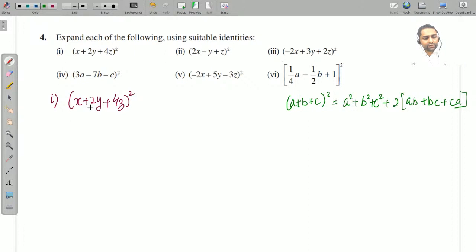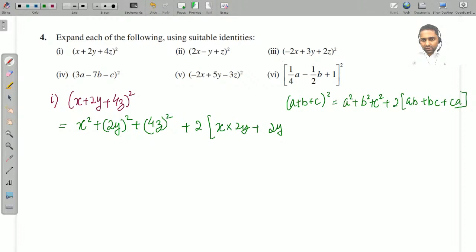So you just need to identify what is a, b and c over here. Like in this case, a is your x, so a square means x square, plus b square means 2y whole square, plus c square means 4z whole square, plus twice of ab means x times 2y, plus bc means 2y times 4z, plus ca means 4z times x. So that is it. We are just going to simplify it.